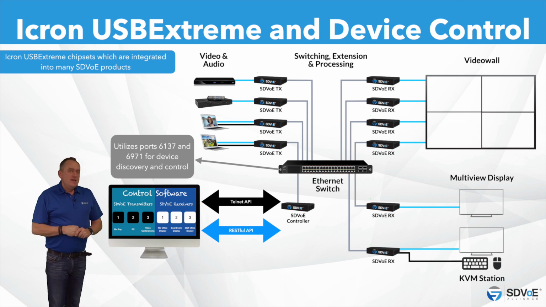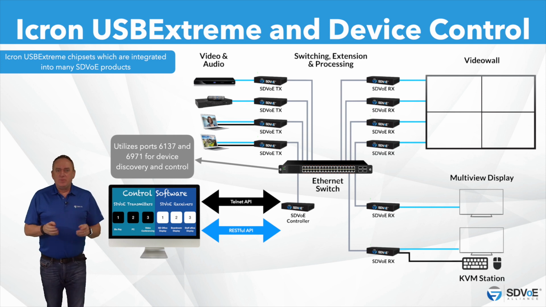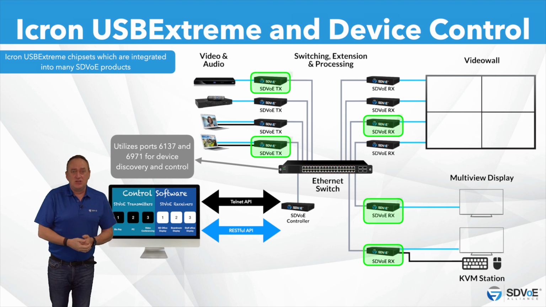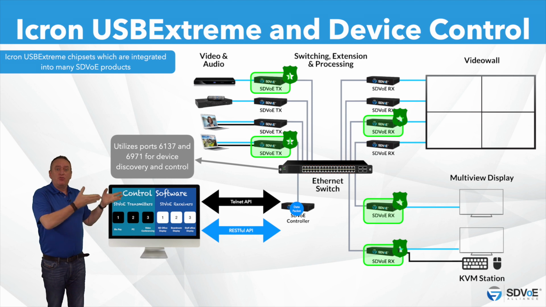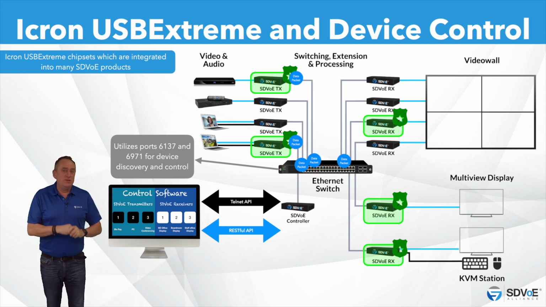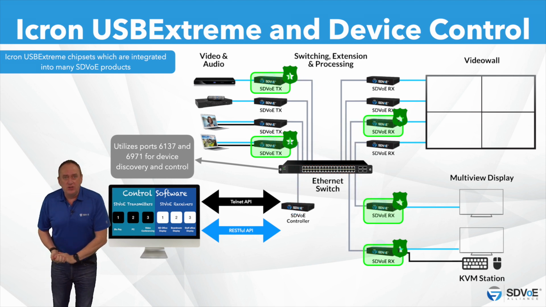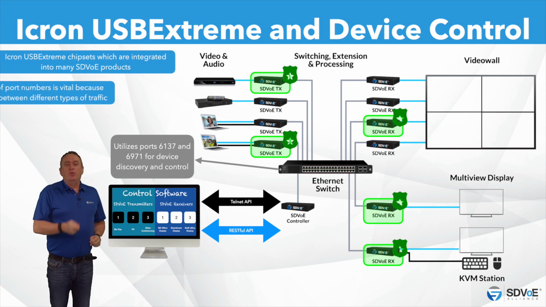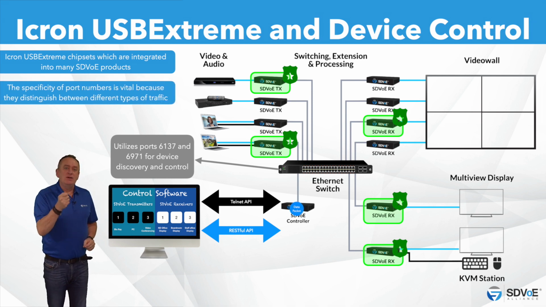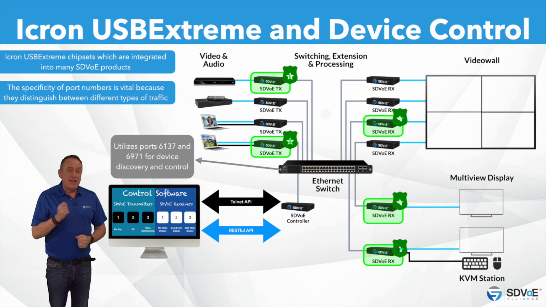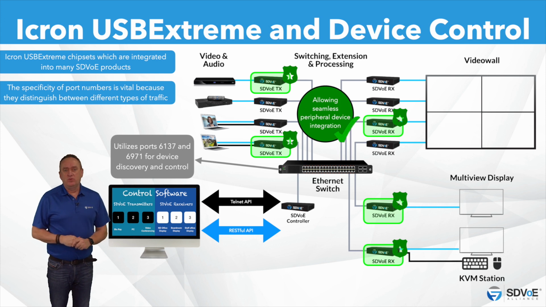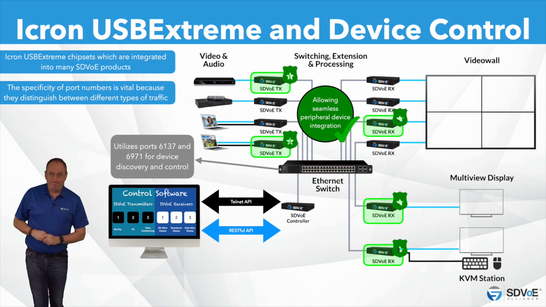Very good. Now imagine a security access system where specific badges only grant access to certain areas. Similarly, these port numbers are acting as electronic badges, granting data packets entry to interact with devices using Icron technology. The specific port numbers are vital because they distinguish between different types of traffic, ensuring that discovery and control packets reach their intended destination without confusion. And that allows seamless peripheral device integration.